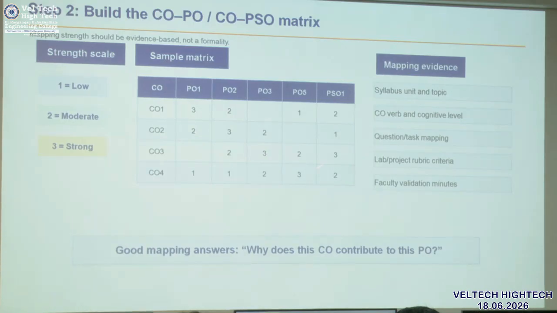Fine. So now for the mapping evidence, you can keep all this as mapping evidence: your syllabus, unit and topic, the CO verb you are using and the cognitive level, the questions, and task mapping, lab projects, rubrics, criteria. All this you can keep like this. Faculty validation minutes, what I mean is faculty feedback minutes. If you take faculty feedback, the course coordinators can map these faculty validation minutes.